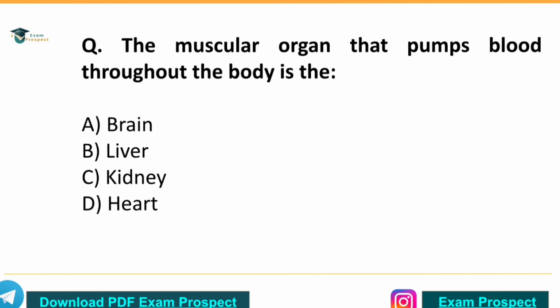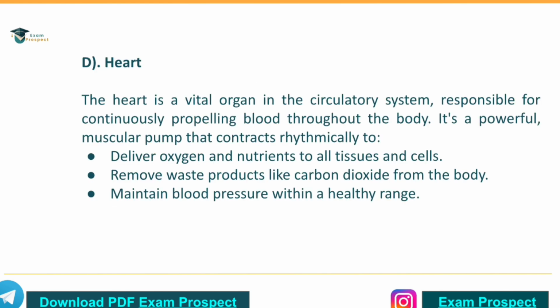Next question. The muscular organ that pumps blood throughout the body is the... The correct answer is option D, heart. The heart is a vital organ in the circulatory system responsible for continuously propelling blood throughout the body.